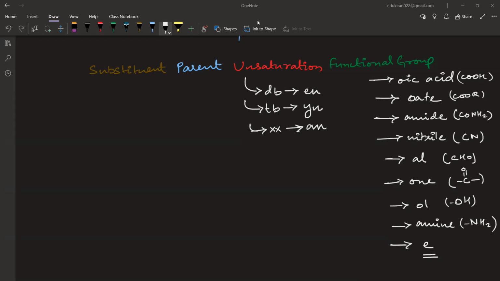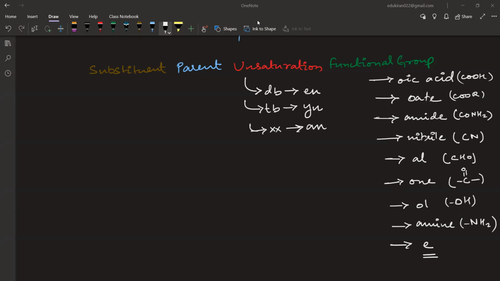Krishna, what will you do first? What we will see? Double bond. If it is present, then we will write en. And if there is a triple bond, then we will write yn. And if there is a single bond, then we will write an. No. If there is no double, no triple, then we will write an.